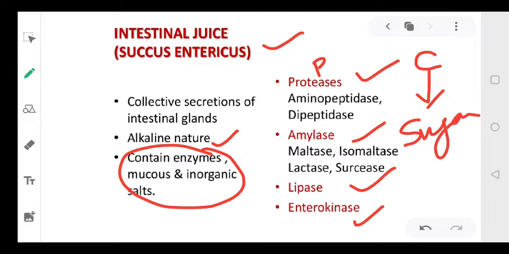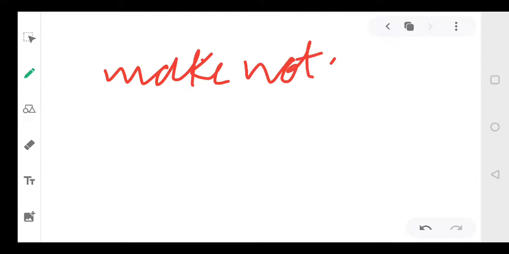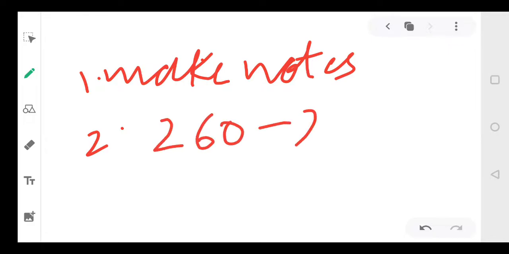Okay, dear students. So now coming to your homework for today. What will be your homework for today? So your homework is, first of all, you will make notes of this topic. And the second homework is, you will read the page numbers 260 to 261. You will underline the important points, and if there is any query, you will respond back to me. Right, students? Okay?